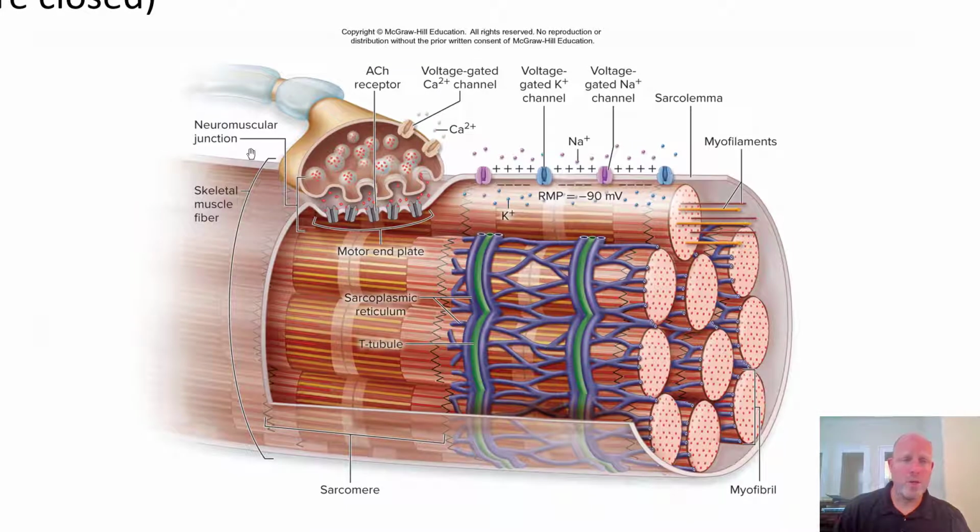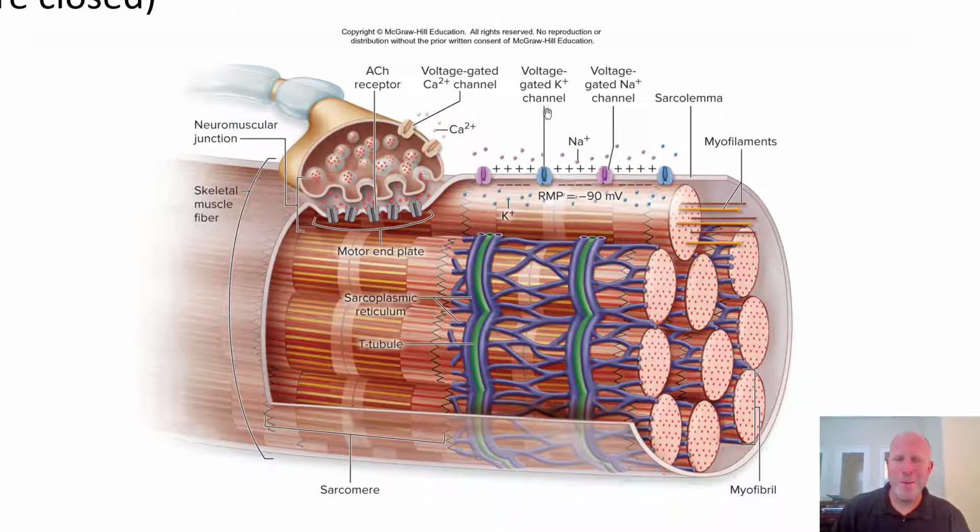So here we have our neuromuscular junction. The skeletal muscle fiber here is attached to that neuromuscular junction for that neuron. Acetylcholine receptor going through here. Our voltage-gated calcium channel. Then we have voltage-gated potassium channels, and sodium here, calcium. I can't remember if I just said calcium or sodium.